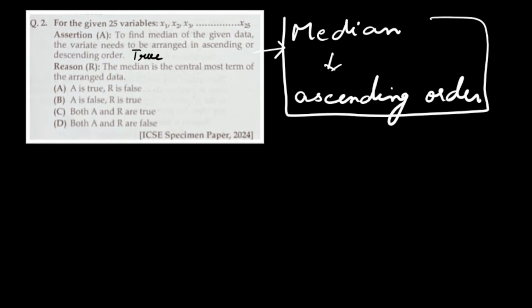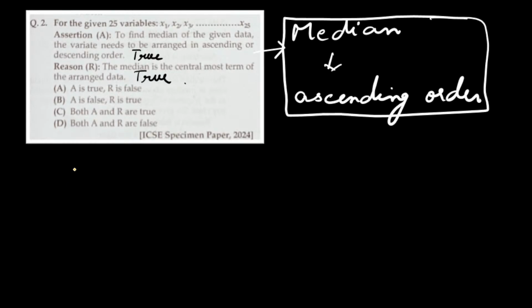So yes, this one is true. Like I have explained, whenever we find median, we have to arrange the given data in ascending order. That's what the assertion statement is telling us. The reason: the median is the central most term of the arranged data. That is also true. Median is the central most data.